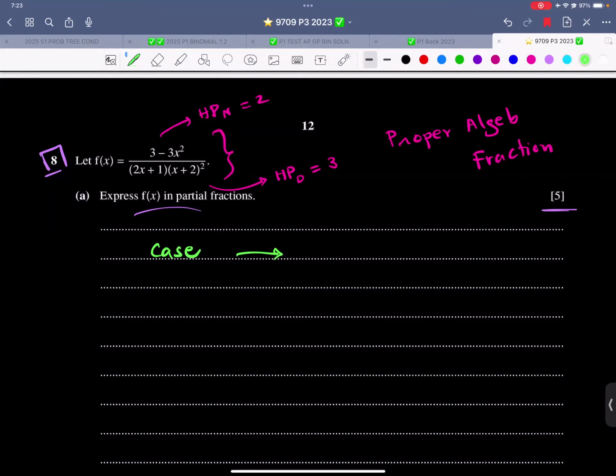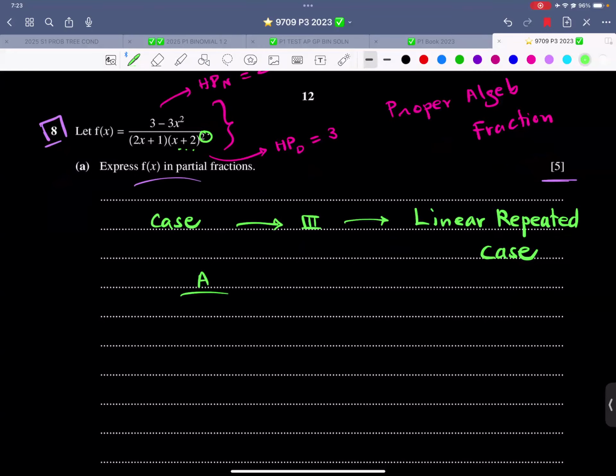So this is case number 3 according to our working. Of course, the examiner doesn't know how we have numbered it, so we should write it down. This is linear repeated case, because this is (x plus 2) whole square. So technically, it would be A over (2x plus 1), B over (x plus 2), C over (x plus 2) whole square. That is what we will be getting.